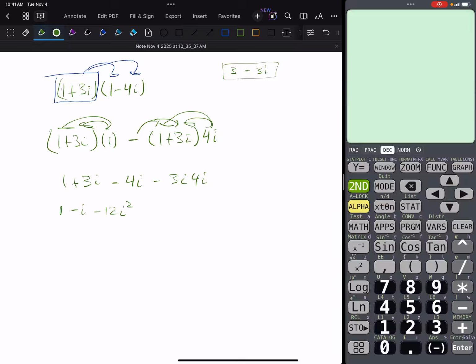Well, if i is the square root of -1, then i squared equals the square root of -1 squared, which is just -1. And so what just happened? That became -1, which makes that a positive 12, makes that a plus 12. And so what I end up with is 13 minus i, because I have 1 plus 12 is my real part.